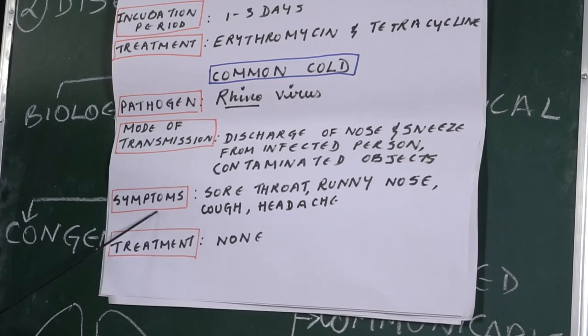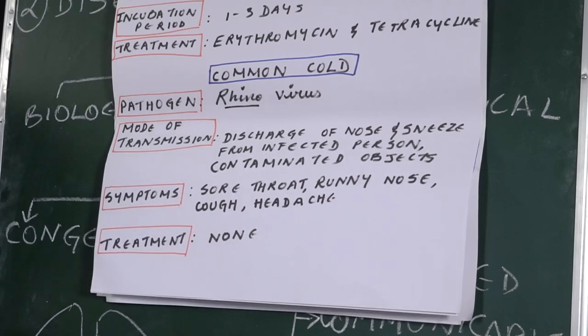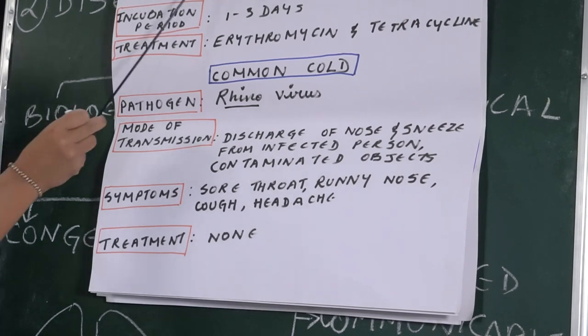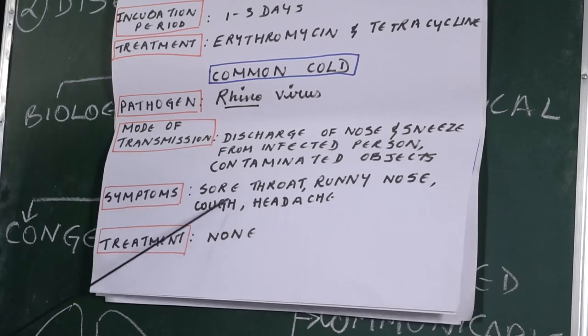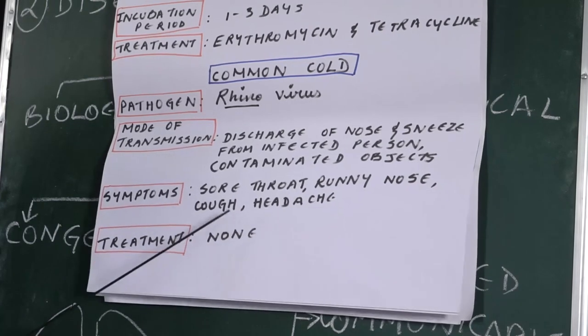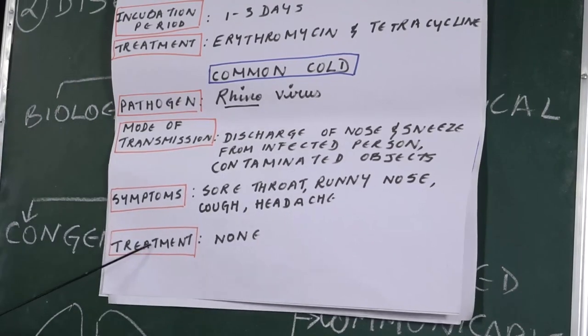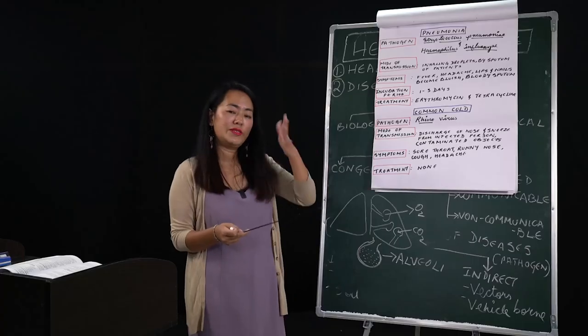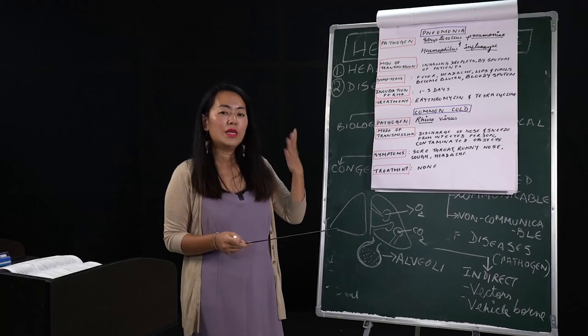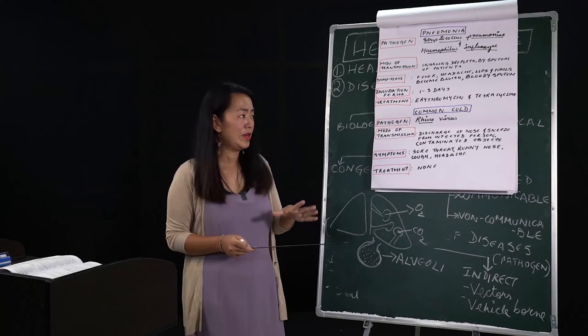What are the symptoms? In case of common cold, they will work upside only, the upper respiratory part, where they will have problems with the nose and the throat, okay, but it will not go down to your lungs, which is commonly seen in pneumonia. The symptoms are sore throat, runny nose, cough, and headache, okay. Nowadays, for the common cold, there's no treatment. You just have to take lots of fluids, stay warm, and get lots of rest.